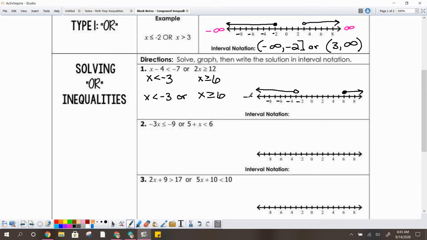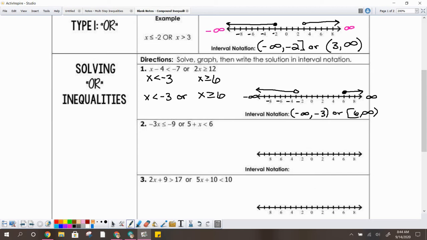And again, our interval notation. I've got negative infinity and infinity over here. So I've got negative infinity, comma, -3, or I've got 6, comma, infinity. Again, infinities always have parentheses. This is an open circle, so it's a parenthesis. This is a closed circle, so it's a bracket. All right, so pause the video and try number 2.